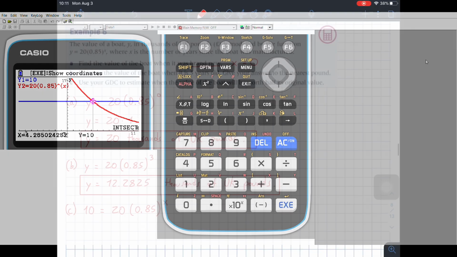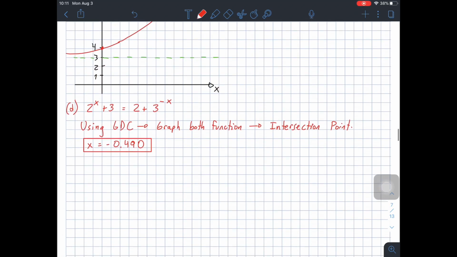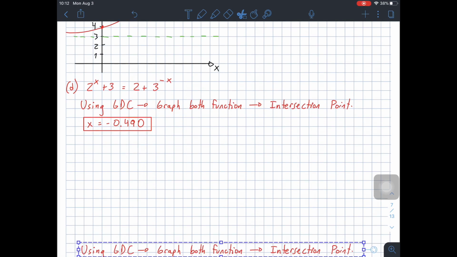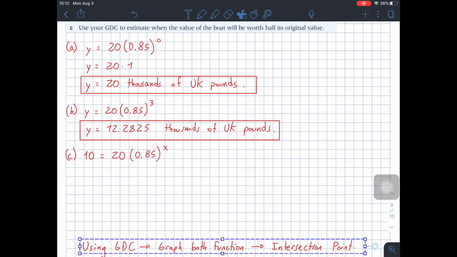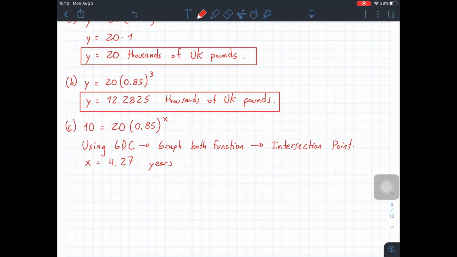If we go back to the assignment, I'm going to write this. Let me copy the instructions. So using GDC, graph boat function, find intersection point. We're doing exactly the same thing here. So we get that the value of x is 4.27 years. That means that in the fourth year, and probably a little bit less than 4 months later, the boat will already be worth half its original value, okay?